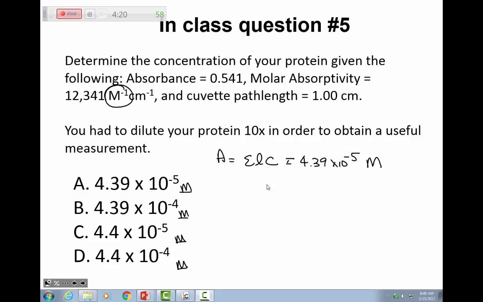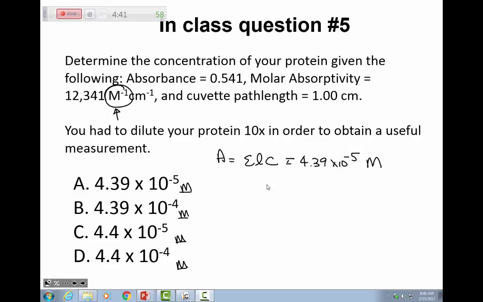I think in lab, for some reason, they give you molar absorptivity in millimolar, so your concentrations will all be in millimolar. Not my jam, but that's okay. It's always given in molar in this class. But either way, your concentration is dictated by your molar absorptivity constant.